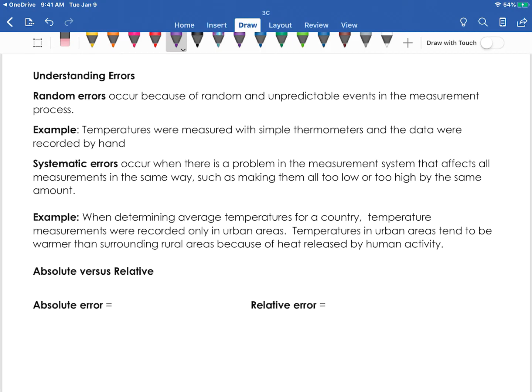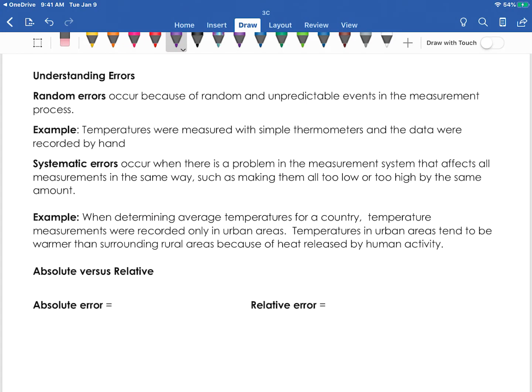So it was because of the measurement tool, and maybe if you were writing it down by hand, maybe the person had sloppy handwriting, or read it off the thermometer wrong and wrote it down wrong, or was just thinking that the temperature was 98.5 but accidentally wrote down 98.3. Those are random errors. A systematic error is when it affects every single measurement.